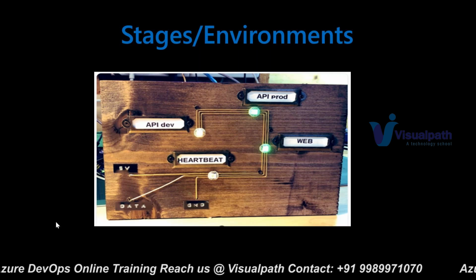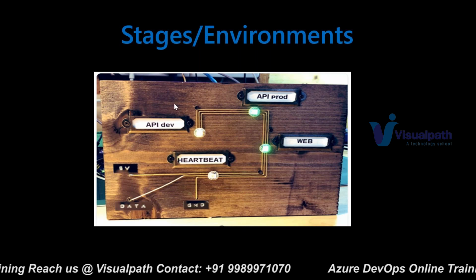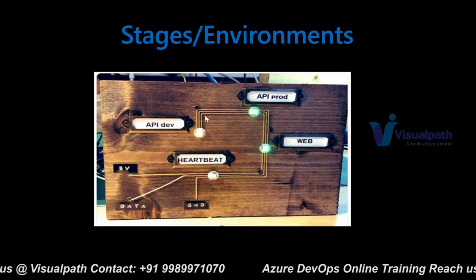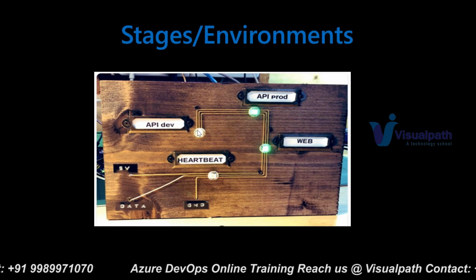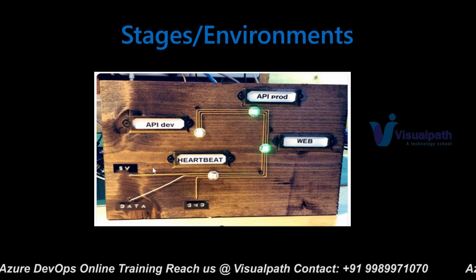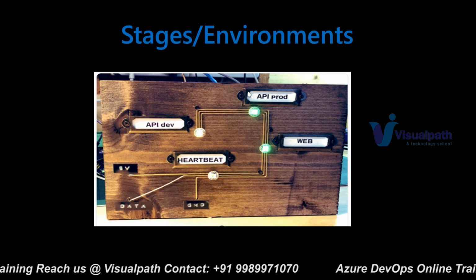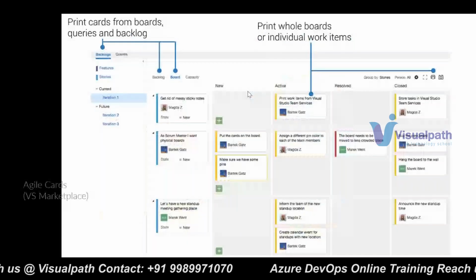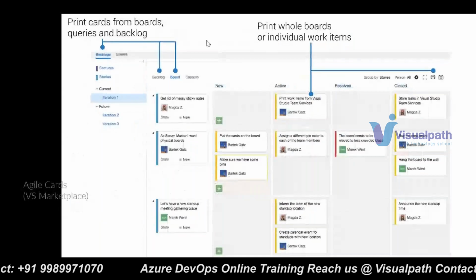Whatever flag you supply here, based on that it would be triggered. If you see here, no light is triggering for this API. API dev is triggering into the API prod and web. Based on whatever data we pass in, it can get deployed into different types of environments.